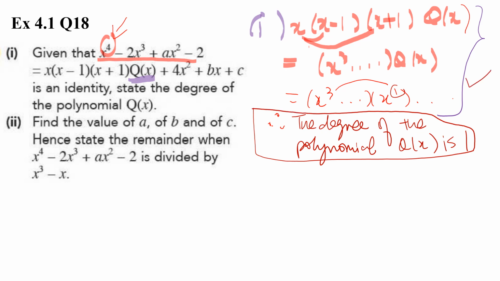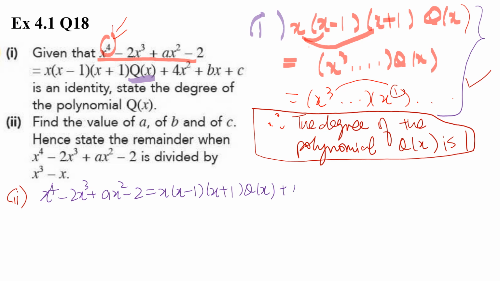Okay, let's look at part 2. Find the values of a, b, and c, hence state the remainder. So basically you just go about to solve the identity. Okay, don't give up. Aiyo, so many unknowns to solve. Three unknowns. Actually four, because you also have q of x.